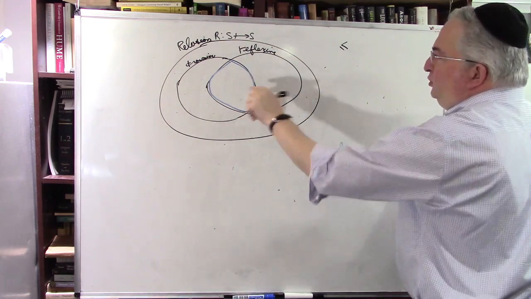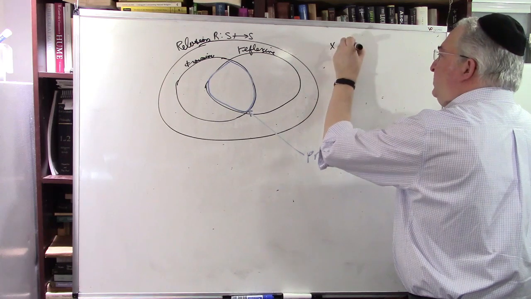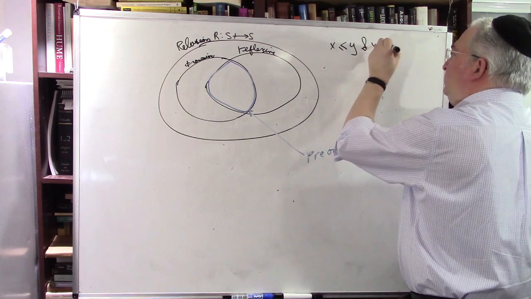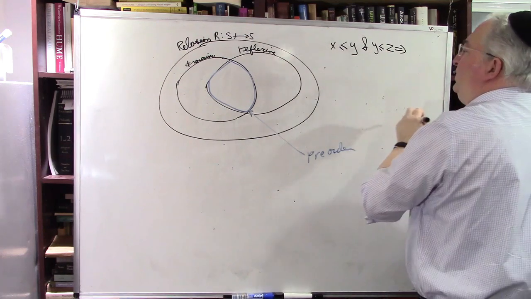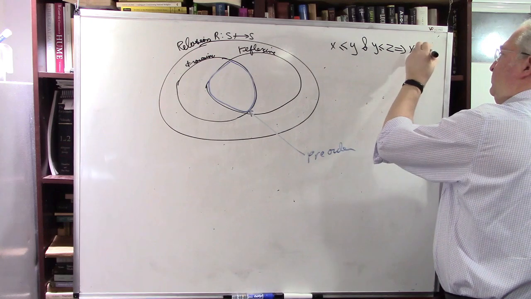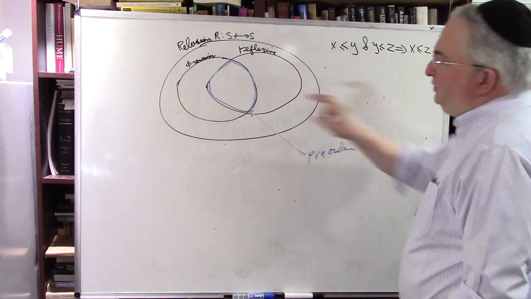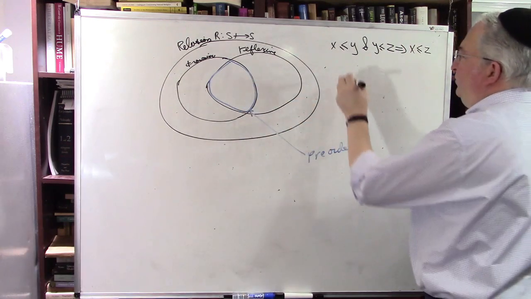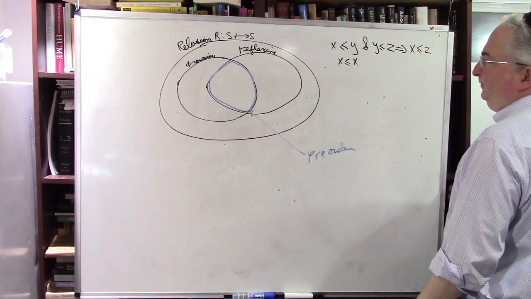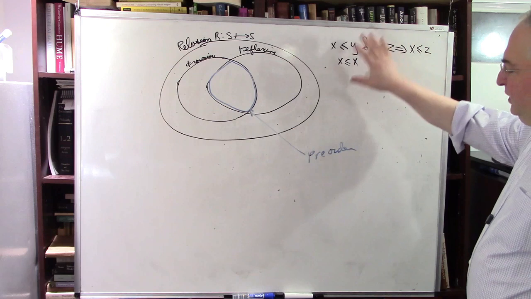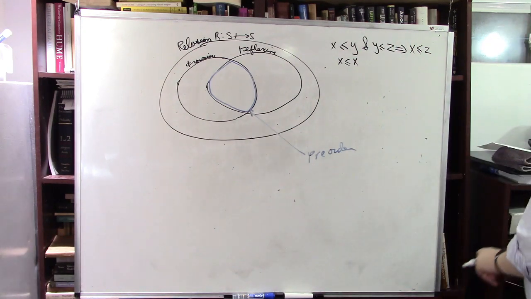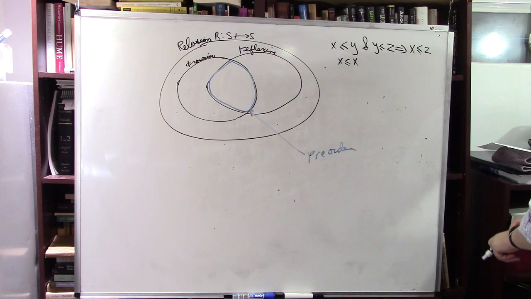Okay, and so transitive means if X is less than or equal to Y and Y is less than or equal to Z, this implies X is less than or equal to Z. Okay, so that's what transitive means. And reflexive basically means that X is less than or equal to X. So anything that satisfies these two things is called a pre-order. Okay, hold on, we're not finished.